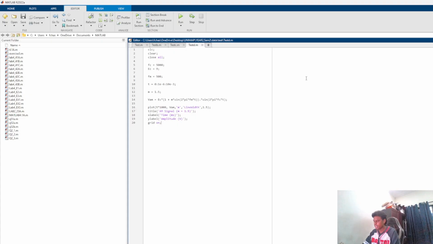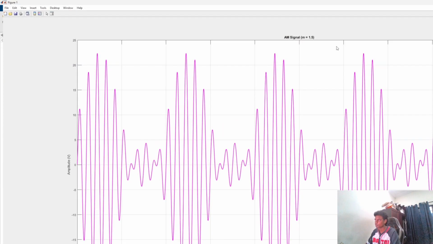For question D, I investigate the effect of over-modulation. Instead of using the calculated modulation index, I manually set the modulation index to 1.5. Since the modulation index is greater than 1, over-modulation occurs. The same AM equation is used to generate the waveform. So let's see our waveform.